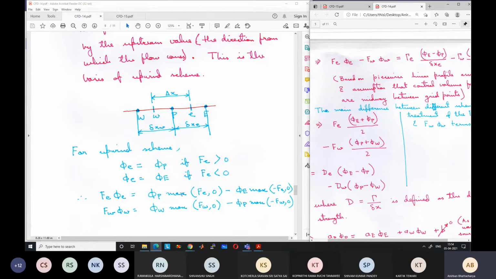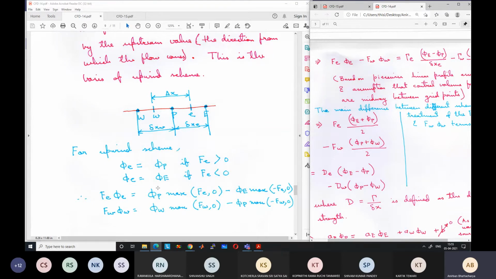On the other hand, if Fe is negative, the maximum of Fe and 0 is 0. So phi_P into 0, this term goes to 0, minus phi_E, maximum of minus Fe and 0. Because Fe is negative, minus Fe is positive. Between minus Fe and 0, minus Fe has a larger value, so the maximum of minus Fe and 0 is minus Fe. So minus phi_E into minus Fe becomes plus phi_E Fe. So Fe phi_e is equal to Fe phi_E, which means that phi small e is equal to phi capital E.